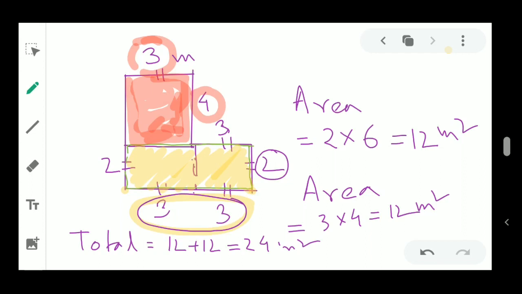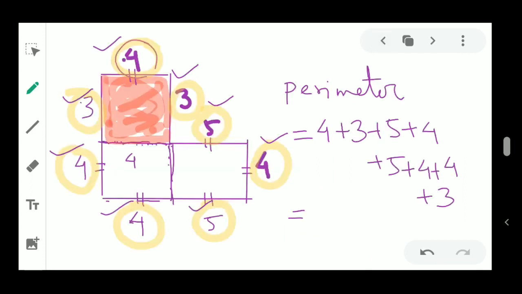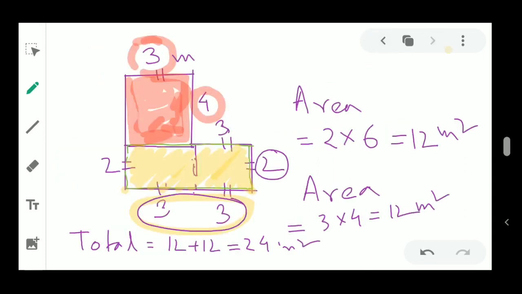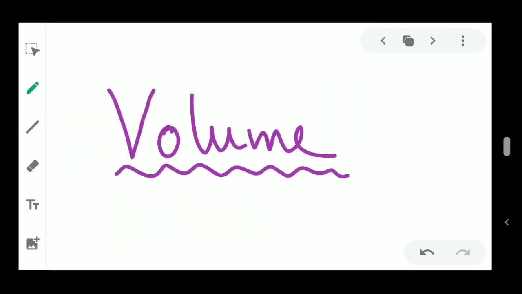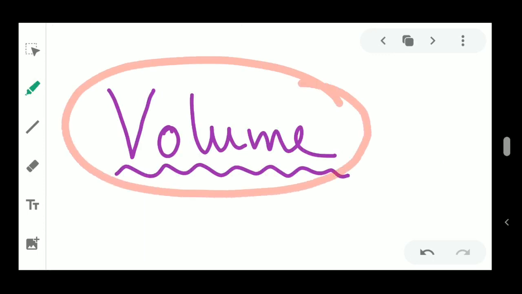Okay, so whatever we have learned is how to find perimeter and area. The next class will be on volume. In the next class we will be talking about volume, how to find that, and with volume and all the geometry, finally we are going to do very interesting mathematics, like real life problems.